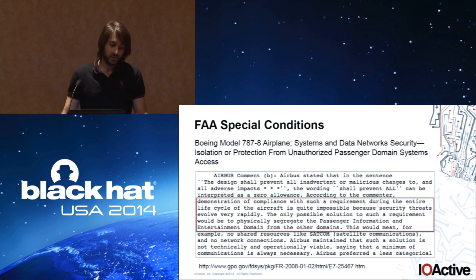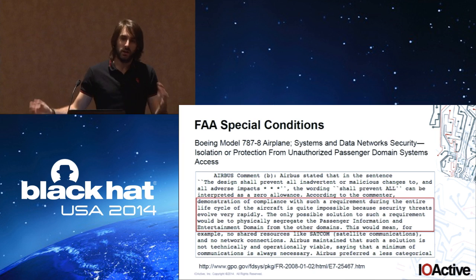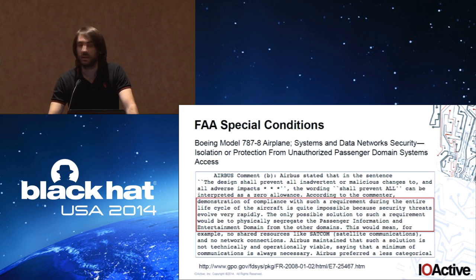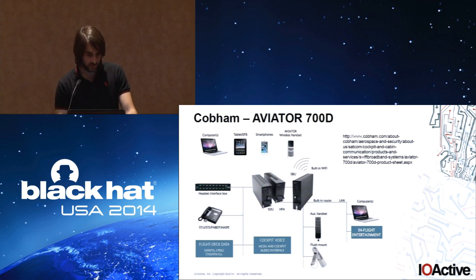It's worth mentioning this document from the FAA on special conditions for the Boeing Model 787. If you read the highlighted part, you can see how Airbus stated that if all the domains had to be physically separated, there would be a problem, because resources such as SATCOM need to be physically connected. I think that's important for the kind of things we are going to see today.